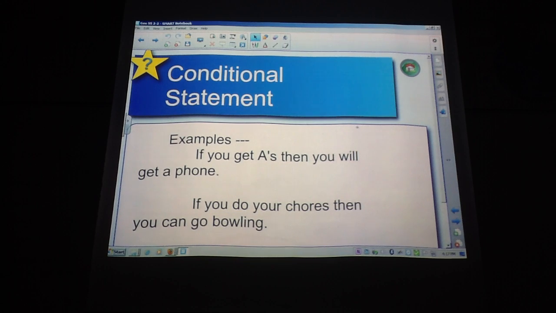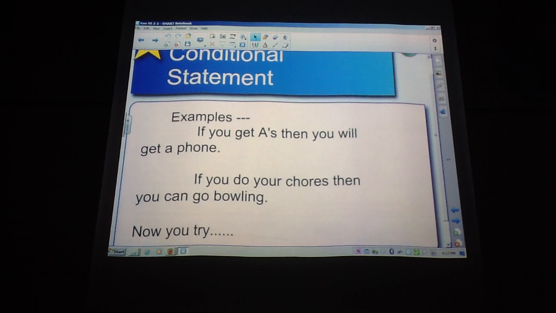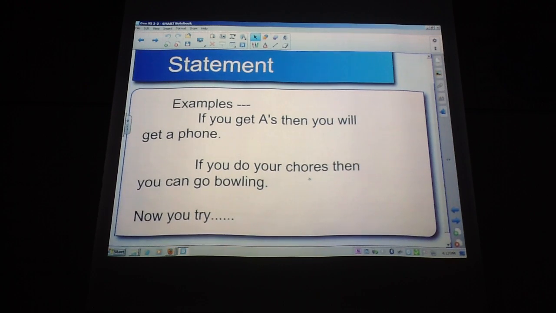We're going to start talking about what a conditional statement is. Now the way I've got this page set up is I've got examples of conditional statements here. One of them says, if you get A's, then you will get a phone. Another one says, if you do your chores, then you can go bowling. And we've got to try and figure out what a conditional statement would be then. So what do these two statements have in common? Don't they have the if and the then? Well, yes, they do. I'm very glad you noticed that, TJ.